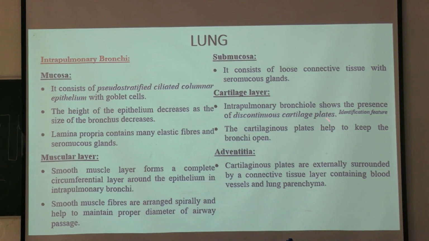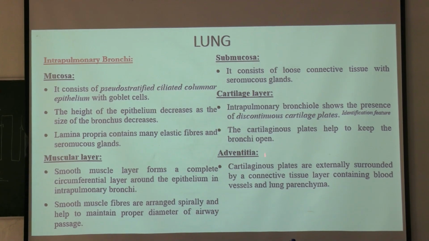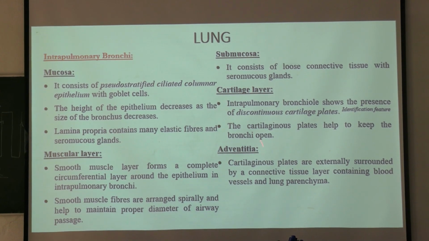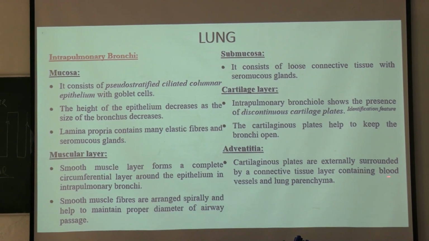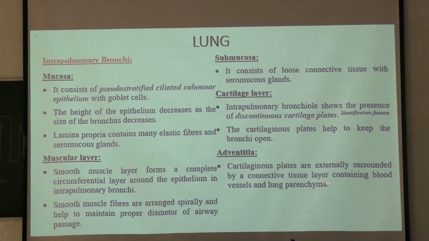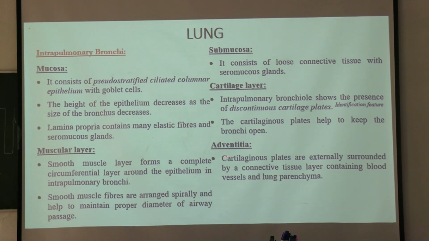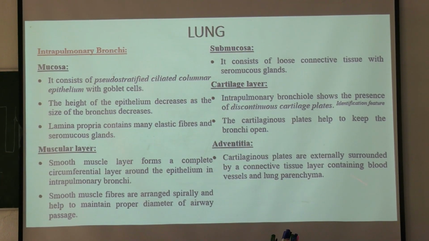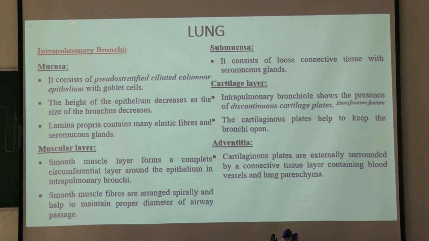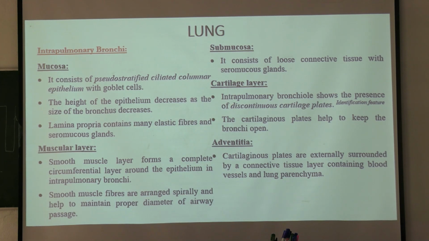So, the cartilaginous plates help to keep the bronchi open. Adventitia: cartilaginous plates are externally surrounded by a connective tissue layer containing blood vessels and lung parenchyma, that is known as adventitia. So, these are the 5 layers of intrapulmonary bronchi. This muscle layer is extra added from the trachea.